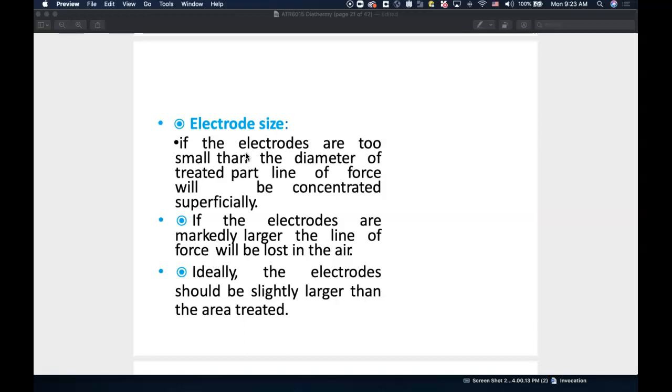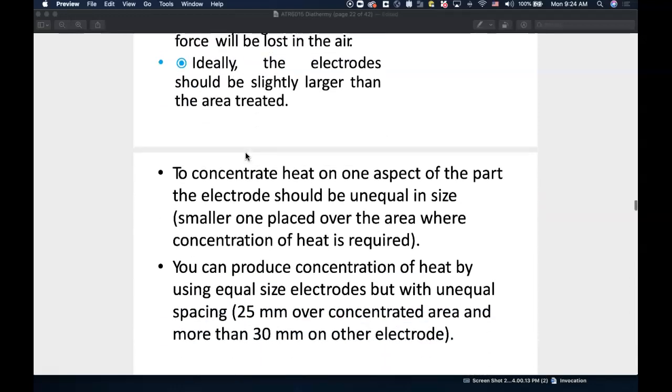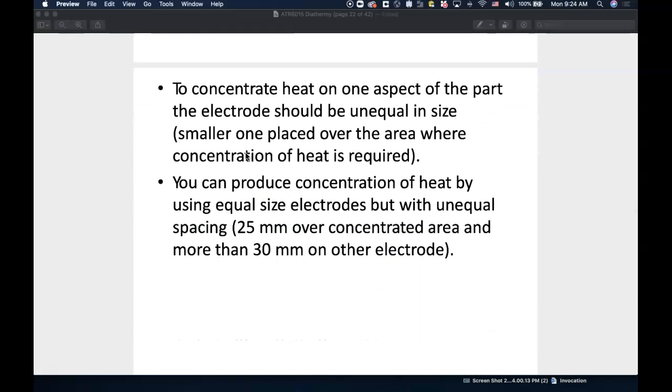So we have to find an electrode that's just larger than the treatment area to maximize the physiological effects of diathermy. To concentrate on one aspect of the part, so if you want to focus on one specific area when you're using diathermy, the electrodes should be of unequal size. Does that make sense? The smaller one, because it's going to diverge more.